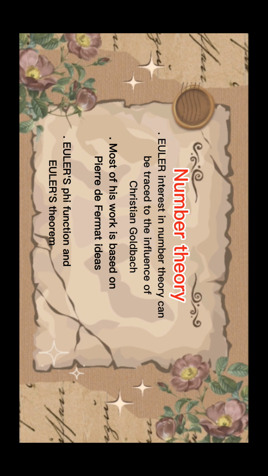The phi function: phi of p is equal to p minus 1. The phi function is connected to Euler's theorem, so that we can get x and y is equal to tx over dy.